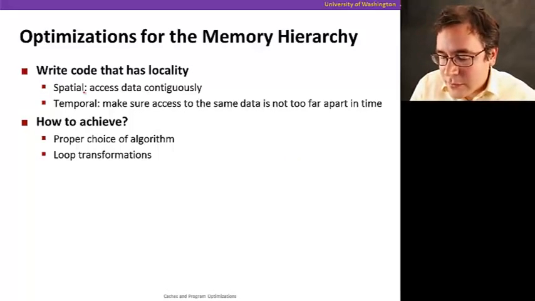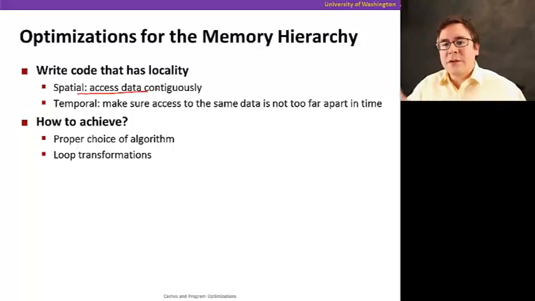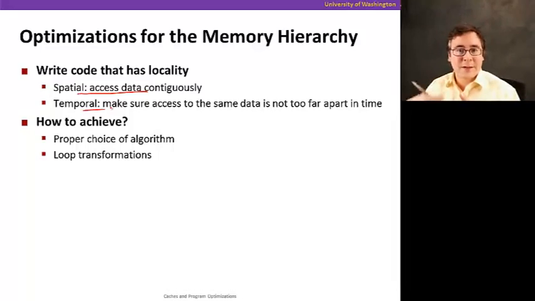For spatial locality, what we want to do is make sure the algorithm accesses data contiguously as much as possible, even lays out data in memory in a way that increases the spatial locality properties. The second one is temporal locality. The code should make sure that if there's a data item that's going to be accessed multiple times, we try to access it closer in time, so you can take advantage of temporal locality and increase the likelihood that the data is going to be in the cache.